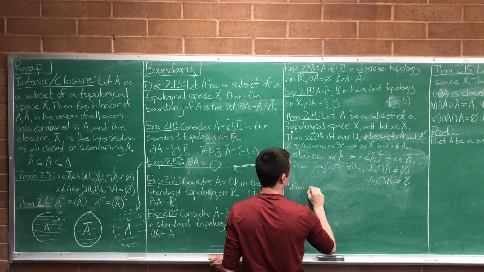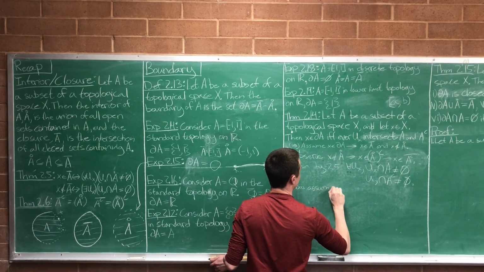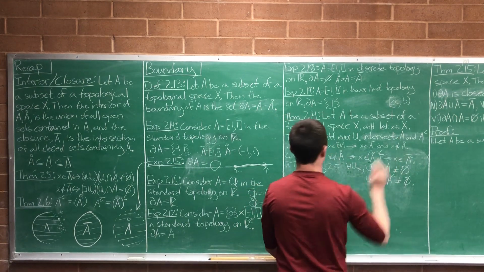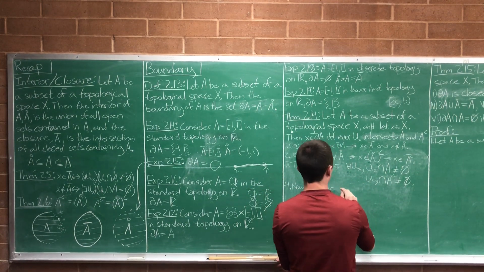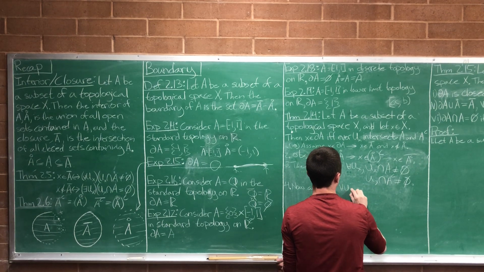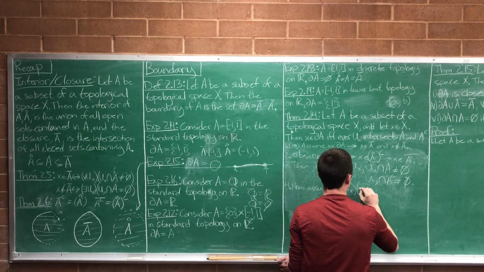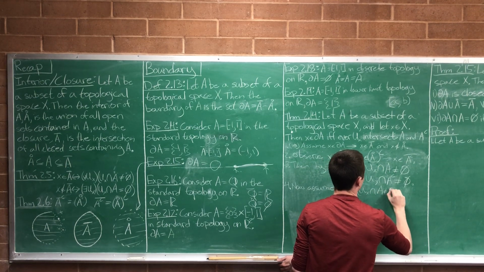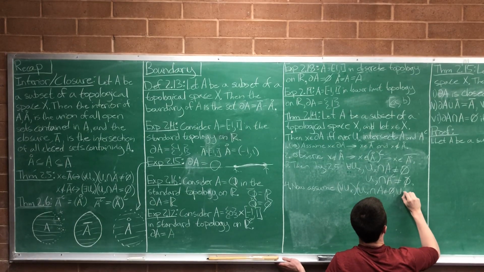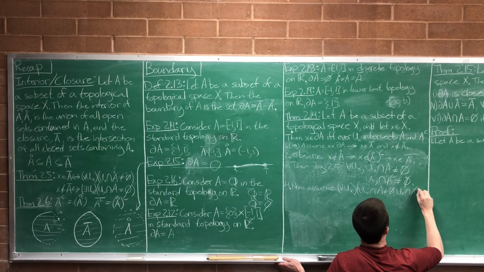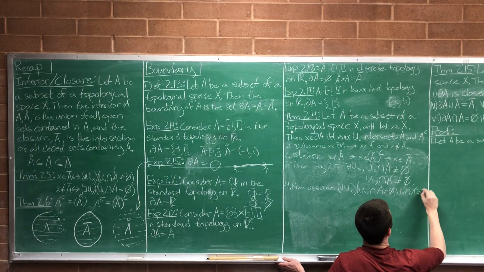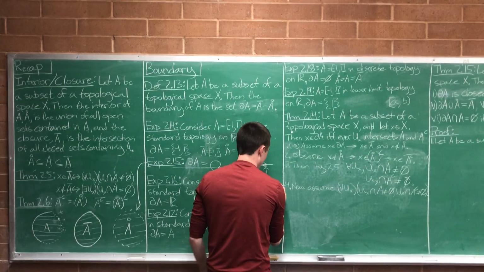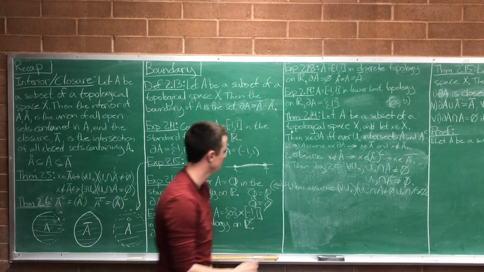Now assume for all u sub x, u sub x intersect A is not empty, and u sub x intersect A complement is not empty. We're going this way now. Oops. Sorry, I'll just put that arrow there.